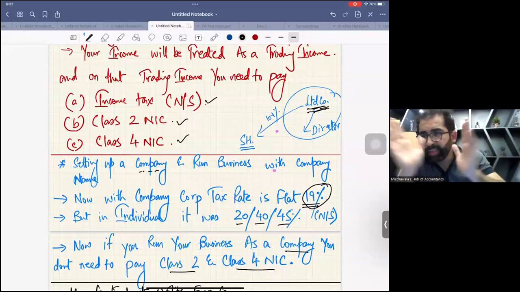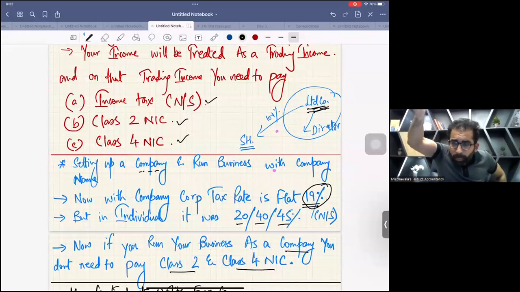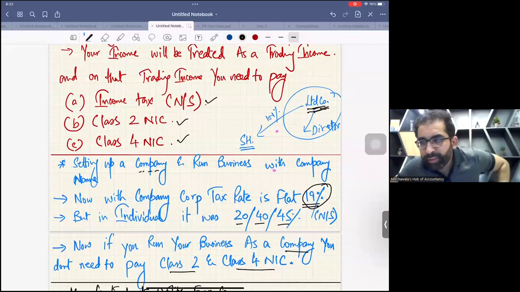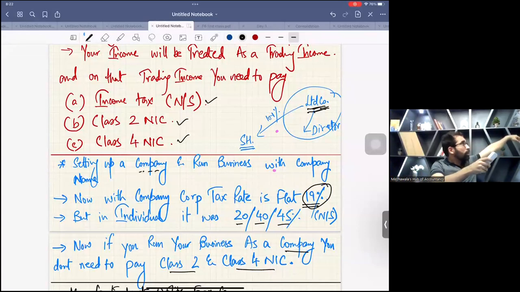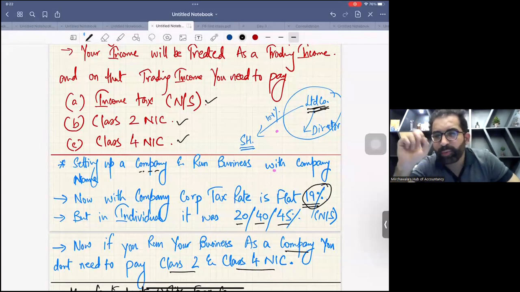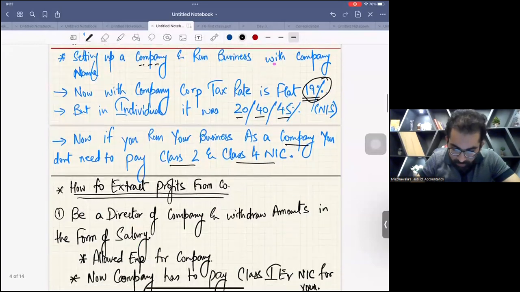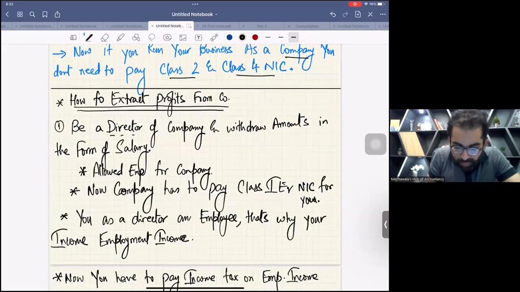Now let us say you have made the company. The company has been formulated. Now, as an individual, you need to take out funds from that company. So now you have two options. The first option: be a director of the company and withdraw amounts in the form of salary.